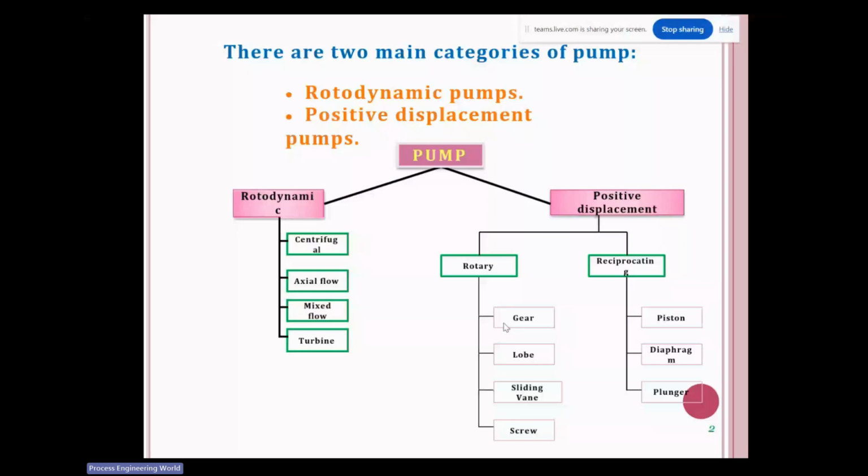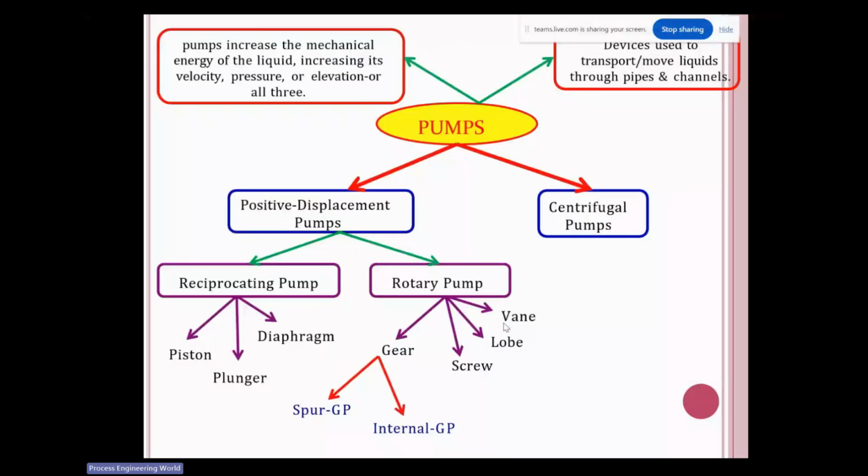So this was the basic category. Let's move ahead. What actually is a pump? The pump increases the mechanical energy of the liquid, increasing its velocity, pressure, or elevation. It is the device used to transport and move liquids through pipes and channels. We have two categories: positive displacement pumps and centrifugal pumps. Reciprocating pumps include piston, plunger, and diaphragm. In rotary pumps, we have gear, screw, lobe, and vane. In gear, we have internal gear pumps and spur gear pumps, meaning external gear pumps. So these are the basic categories.